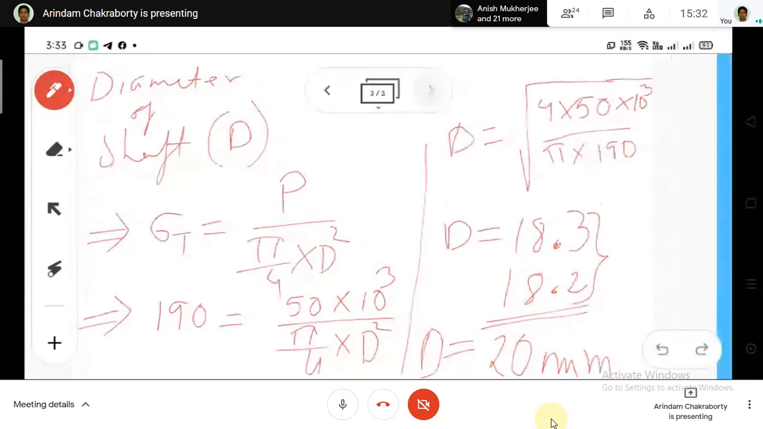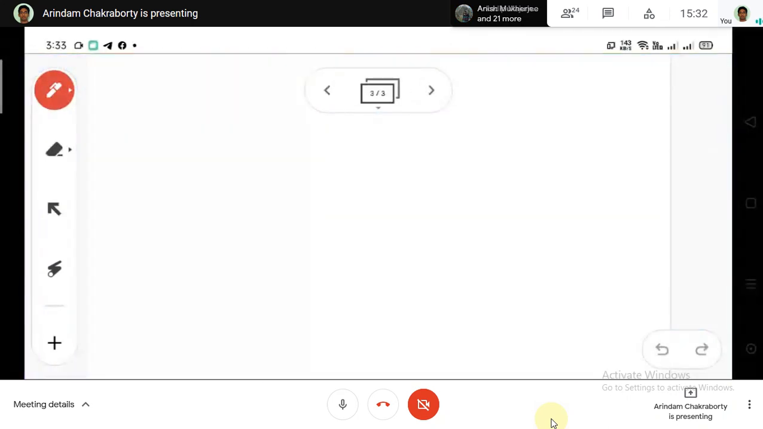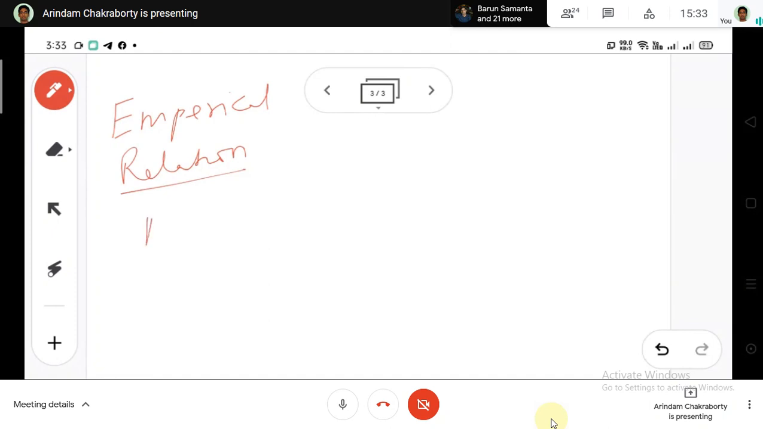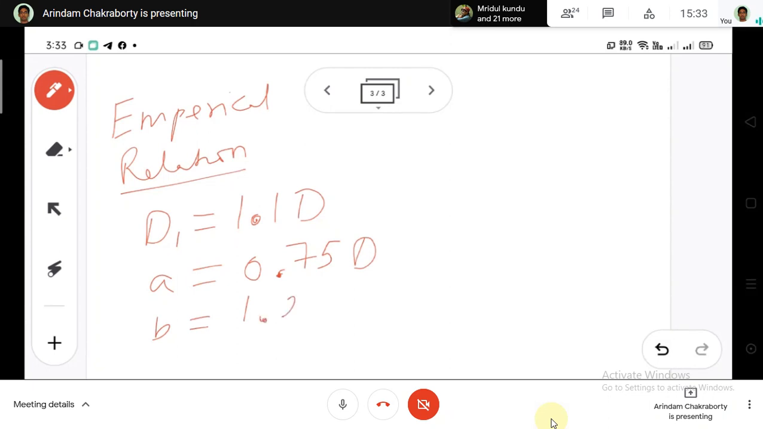So as we know, this D is related to something. So what I can do is write the empirical relations. What are the relations? You have to remember. D1 is equal to 1.1 times D. A is equal to 0.75 times D. B is equal to 1.25 times D.